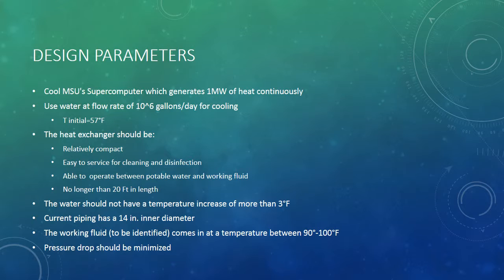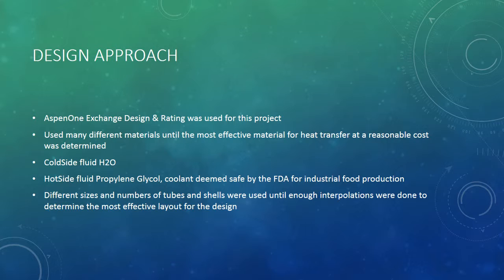The working fluid to be identified by us comes in at a temperature between 90 to 100 degrees Fahrenheit, and the pressure drop should be minimized. Our design approach was to use Aspen One Exchanger Design and Rating, and then we used many different materials until the most effective material for heat transfer at a reasonable cost was determined.